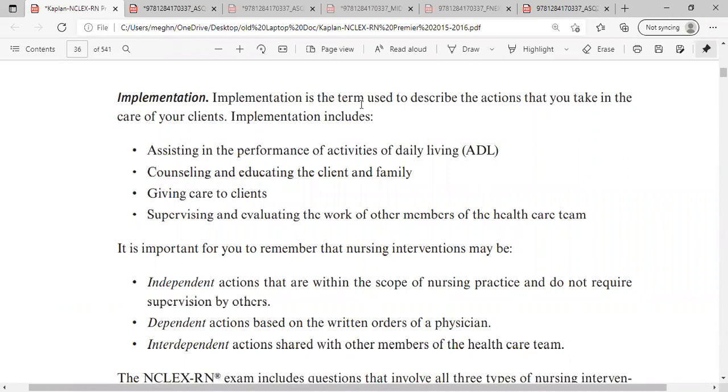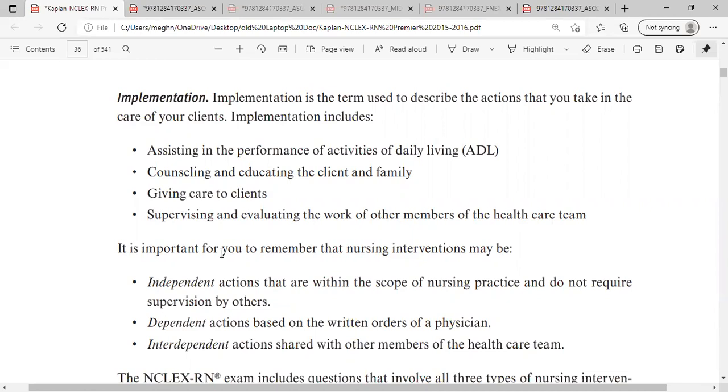Implementation is the term used to describe the action that you take in care of your client. Implementation includes assisting in the performance of activities of daily living, shortly called ADL, counseling and educating the client and family, giving care of the client, and also supervising and evaluating the work of other members of the healthcare team.